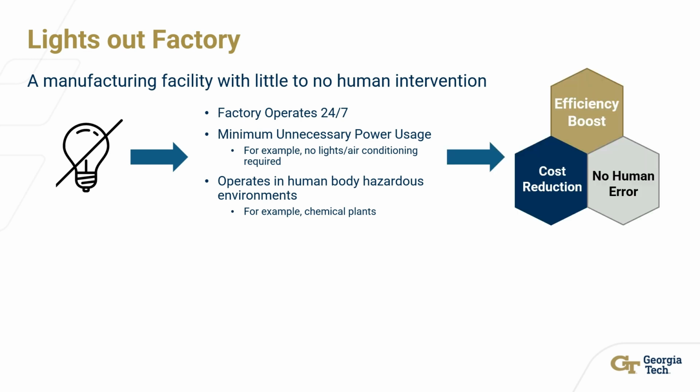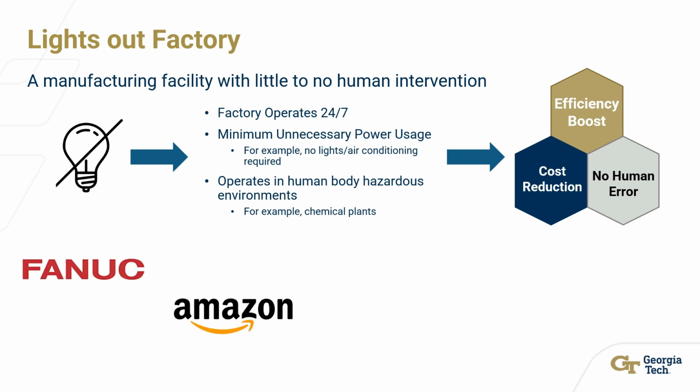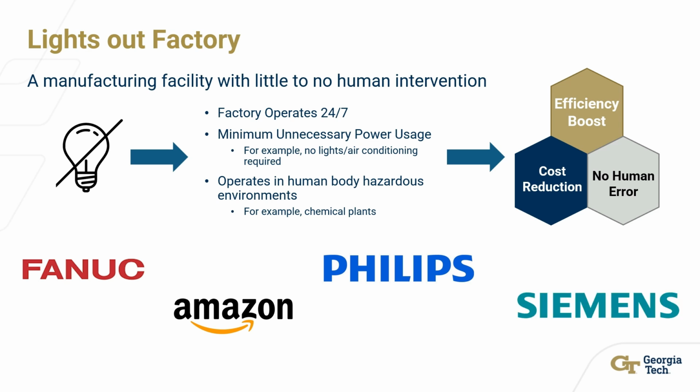These allow for efficiency boost, cost reduction, and no human error, which increases the overall quality of the parts produced. Few companies are able to almost implement lights-out factories, with most prominent examples including Fanuc's robotic assembly line, Amazon's storage system, Philips' razor manufacturing plant, and Siemens' PLC controller line.